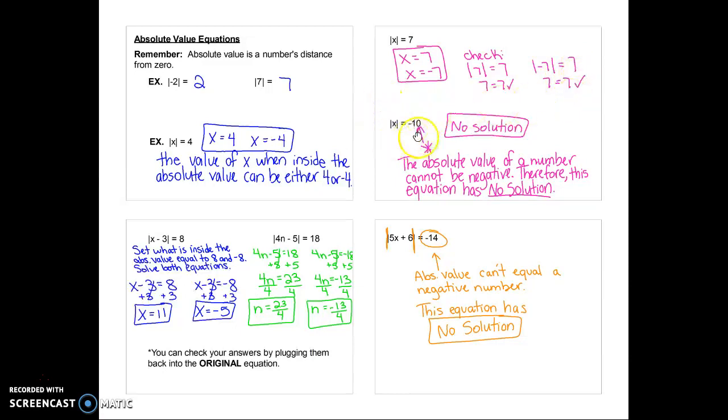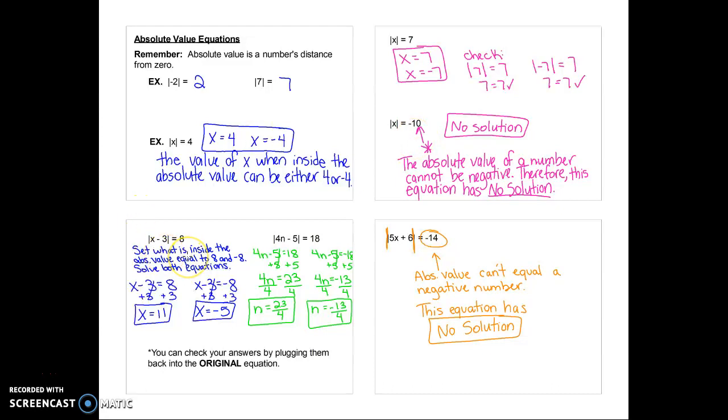Now, next example here, absolute value of x equals a -10. So again, this is asking us what value or values, what numbers, have a distance of -10 from 0. Again, we cannot have a negative distance. It's not possible to have a distance that is negative. So because this is not possible, your answer is no solution. Okay? You can never have an absolute value that equals a negative number. Because again, this absolute value is asking you this number's distance from 0. There are no numbers that have a distance of -10.